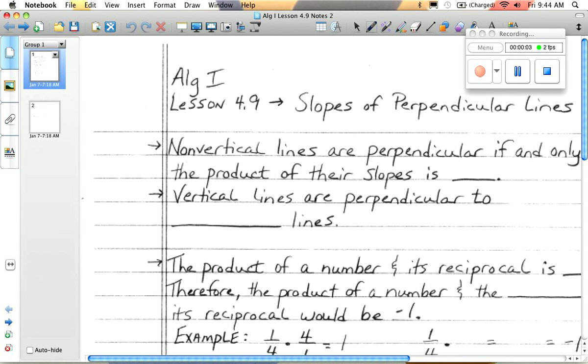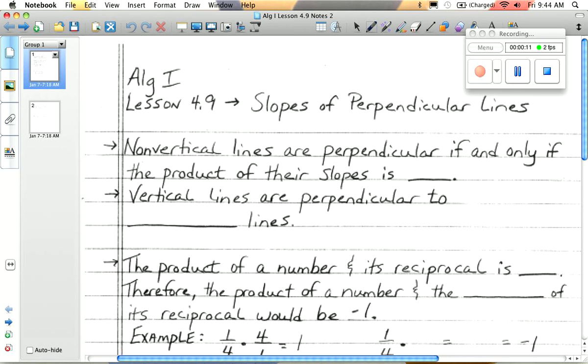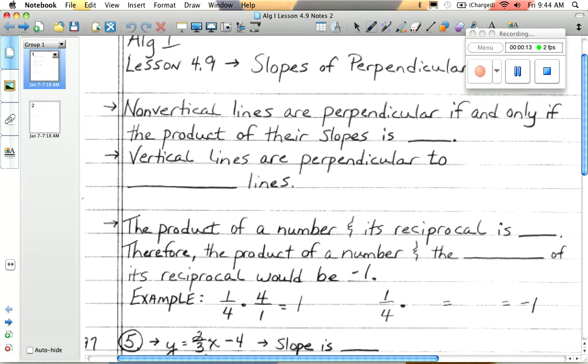So the other part of that, what we're going to cover in lesson 4.9, perpendicular lines. Let's set up the conditions then for when lines are going to be perpendicular. Non-vertical lines are perpendicular if and only if the product of their slopes is -1. So instead of them having the same slope, when you multiply their slopes, you should get -1.